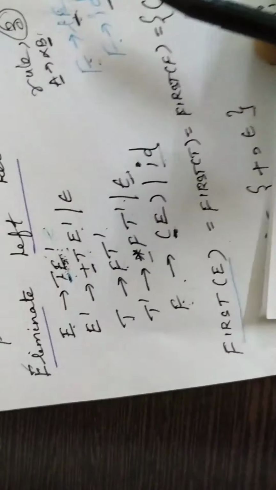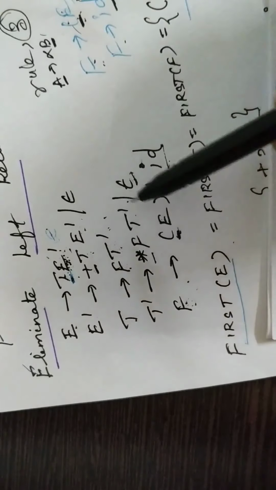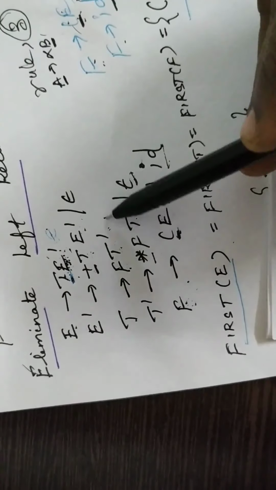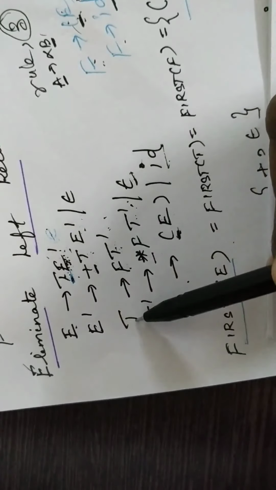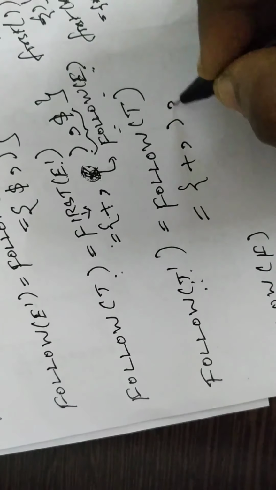We have found follow of T. Now, what is follow of T dash? Check the grammar: who is following T dash? T dash is followed by nothing here, and here also T dash is followed by nothing, epsilon. So follow of T dash is follow of T, which we already got: plus, close bracket, dollar.